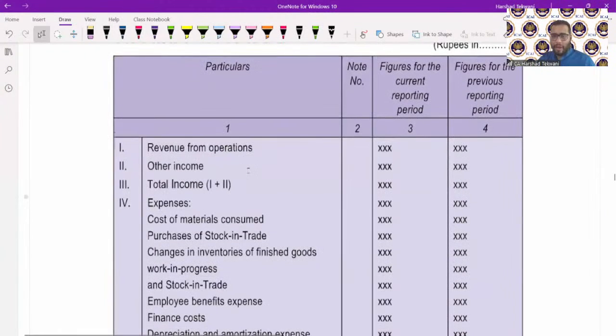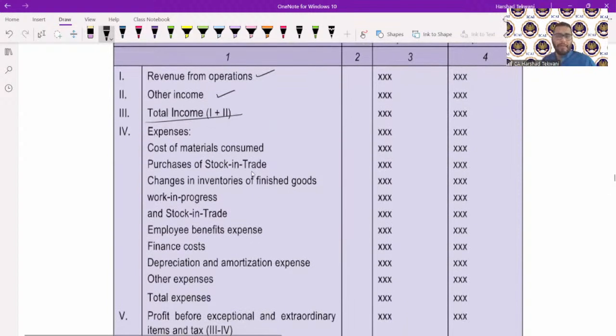Part 2, profit and loss account of Division 1. What does Part 2 talk about? How you need to disclose the P&L, the format of the P&L account. It talks about revenue from operations, other income, which becomes your total income. Then you start with expenses: cost of materials, purchase of stock in trade, change in inventory of finished goods, work in progress and stock in trade. Then employee benefit expense, finance cost, depreciation, other expenses, which make your total expense.